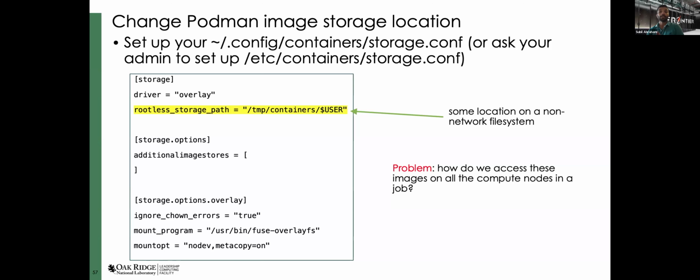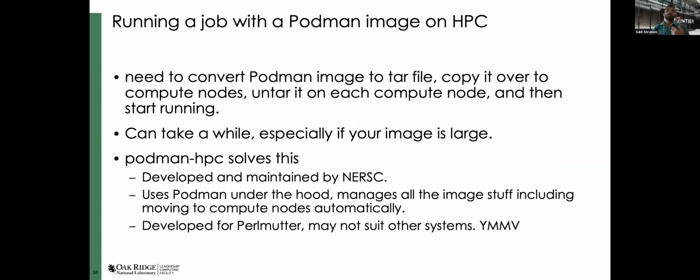The compute nodes cannot see your Podman image because the images are not stored somewhere that is shared between all those nodes. You need to go through the process of taking that image, converting it to a tar file with the command podman save, and then copy it over to the compute nodes, and then use podman to untar those tar files, and then recreate the container image on each of those compute nodes, and then start running that image, and then start running the application that is within that container. And this could potentially take a while if your image is particularly large.